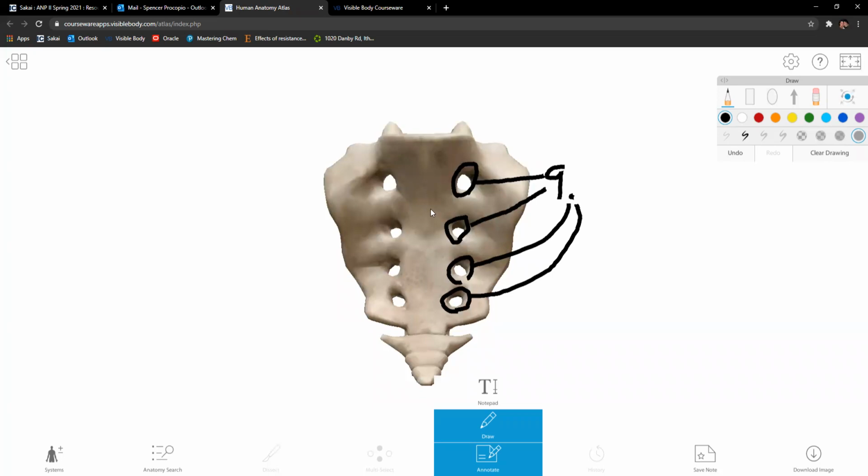All right, and then number 10 is going to be these lines that I'm drawing in. So all of those lines, again, a little hard to find on visible body, but another landmark that you will be required to know. So what are those called? And we'll go back and go through them.